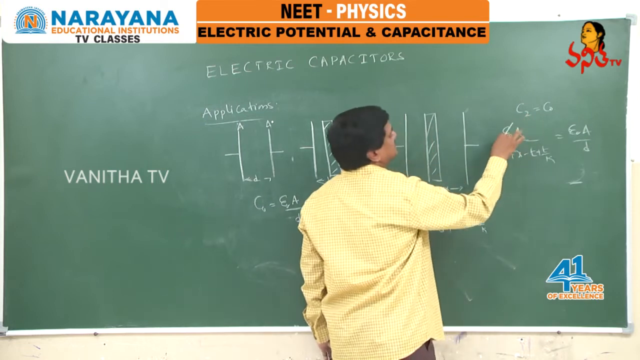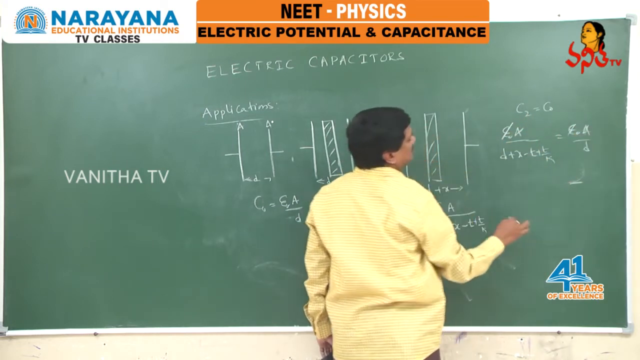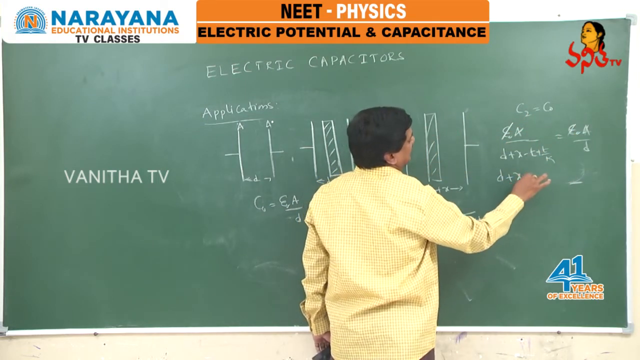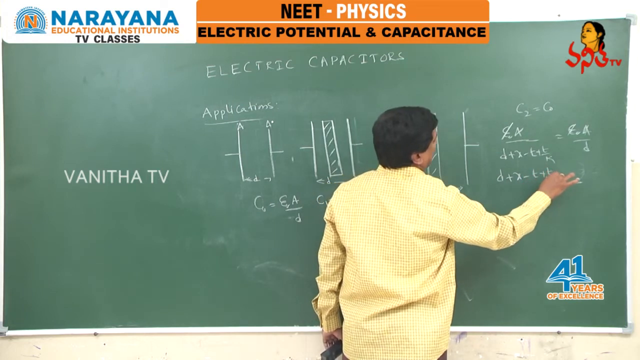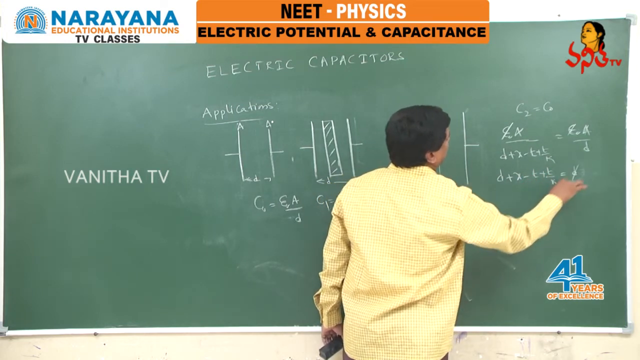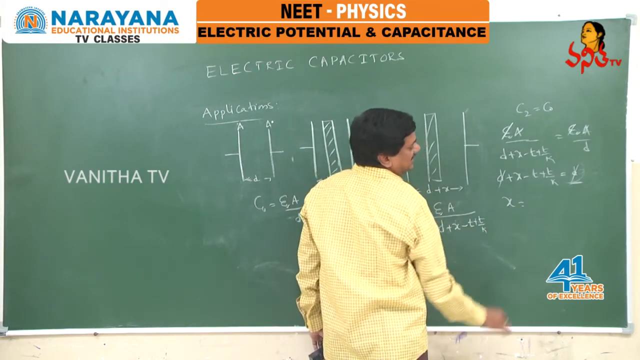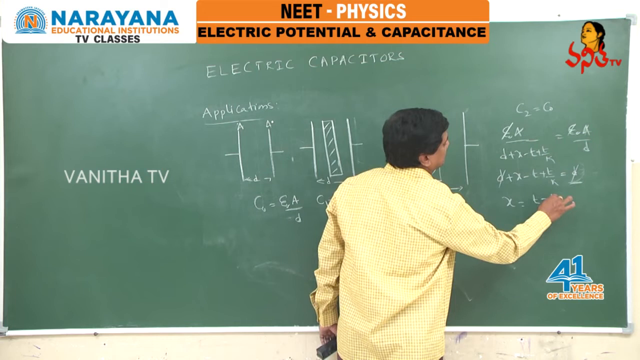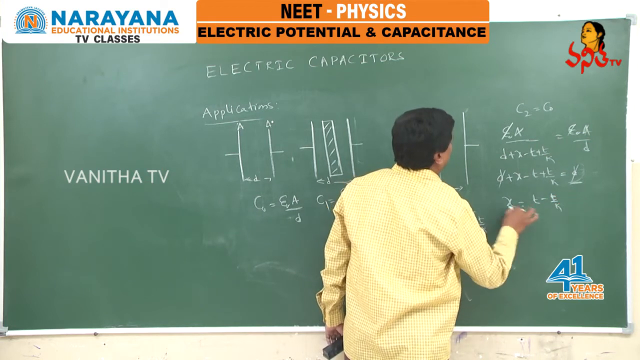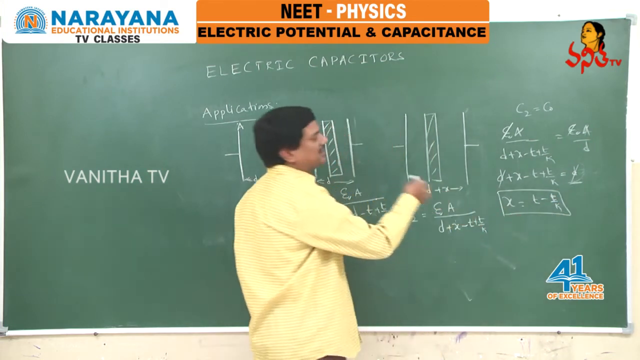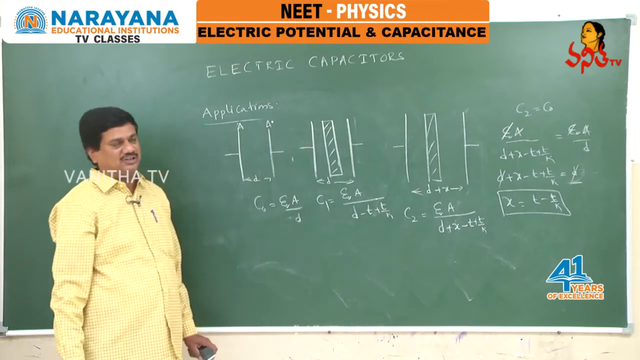If I cancel epsilon naught A in the numerator, I can write d plus x minus t plus t by k equals d. We can even cancel d. So the separation should be increased by x equals t minus t by k. This is an important formula, and problems based on this concept can be expected in the final.